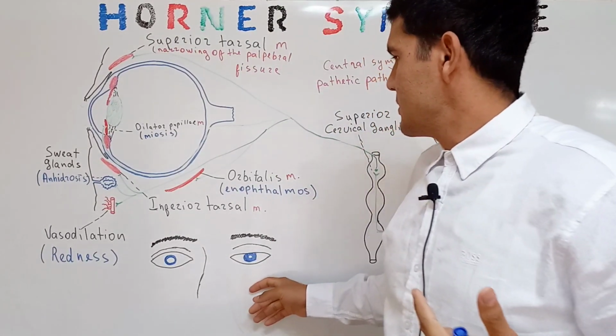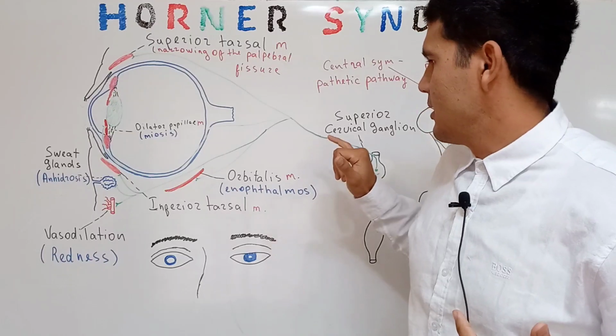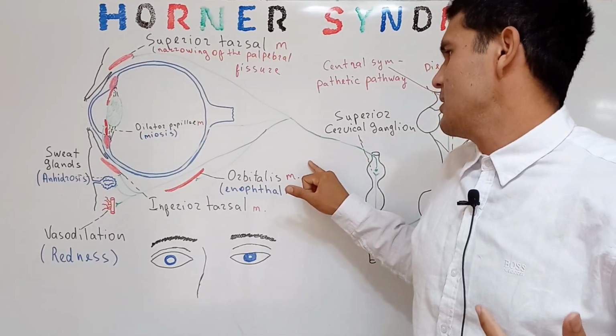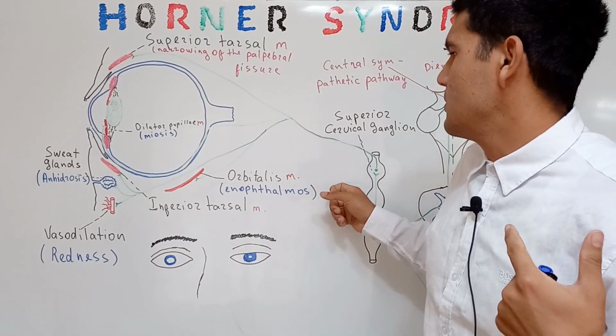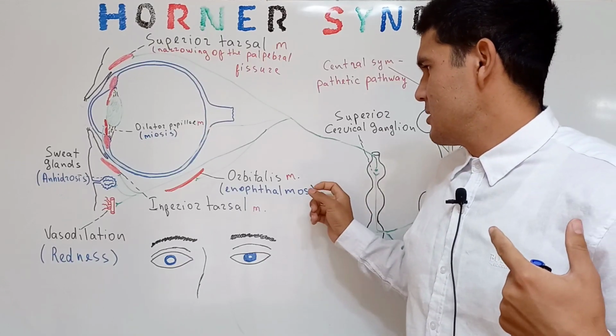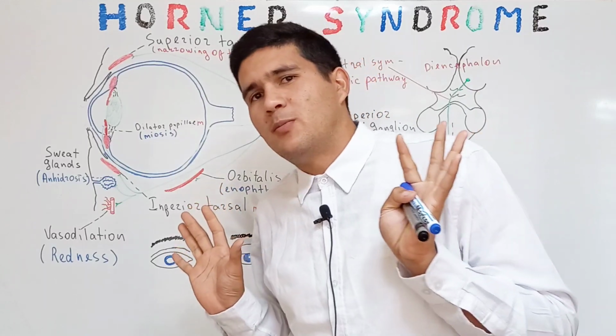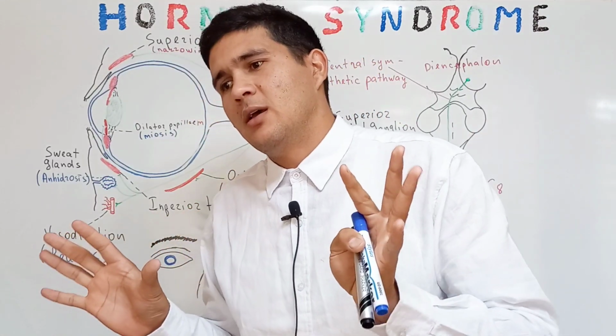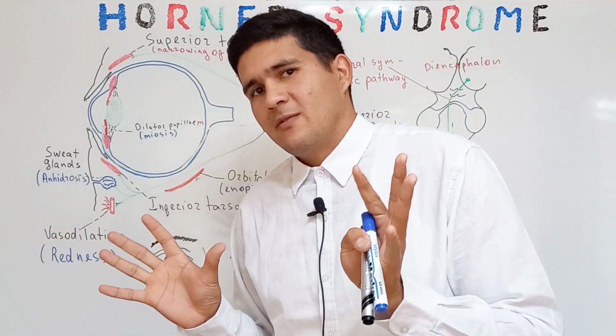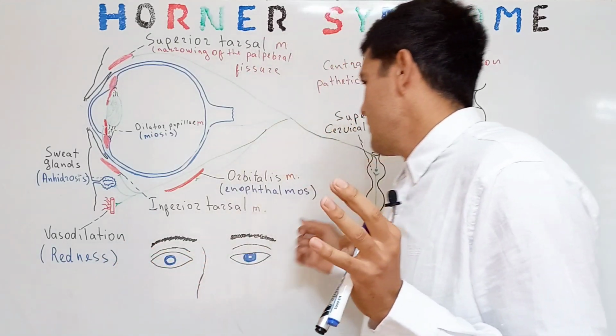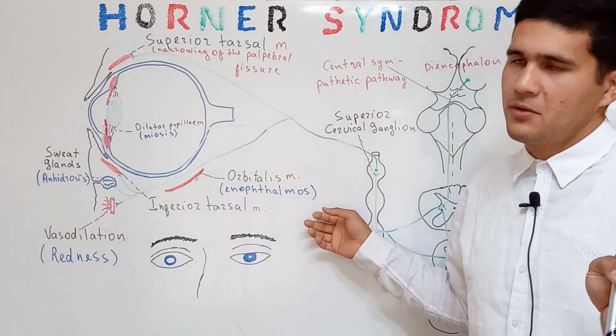The next symptom is due to the lack of sympathetic innervation of the orbitalis muscle. The orbitalis muscle's main function is normally pushing the eyeballs forward. Without its normal function, enophthalmos may occur.